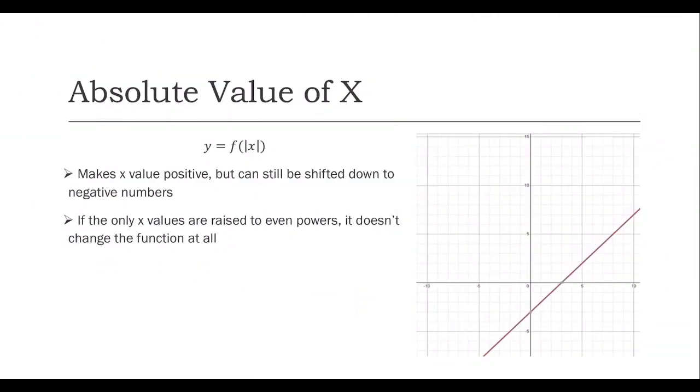Then we have the absolute value of x. This is where we're taking f of the absolute value of x. This makes our x values positive, but they can still be shifted down to negative numbers. And if the only x values are raised to even powers, it won't even change the function at all, because an even power will always get rid of the negative.